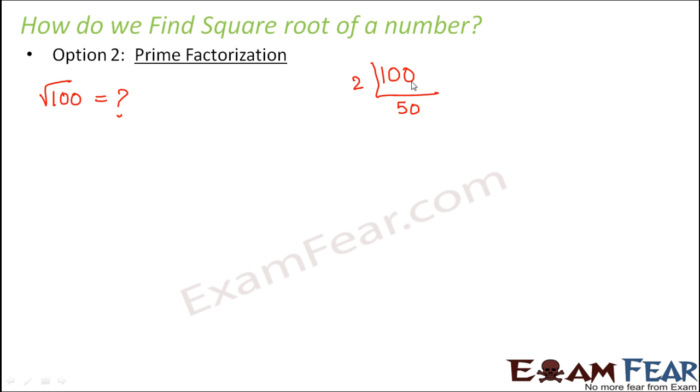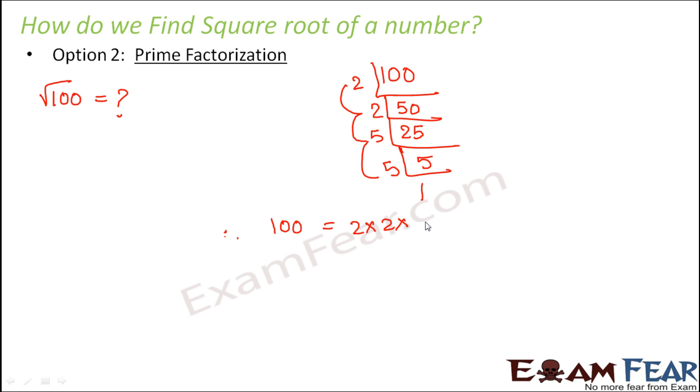So 2 into 50 is 100. Further, again it would be 2. So 2 into 25 would be 50. Then it is not 2, and not 3, because 3 doesn't divide 25 completely. Then it would be 5. So 5 into 5 is 25, and then 5 into 1. Therefore, you can say 100 can be written as 2 into 2 into 5 into 5.